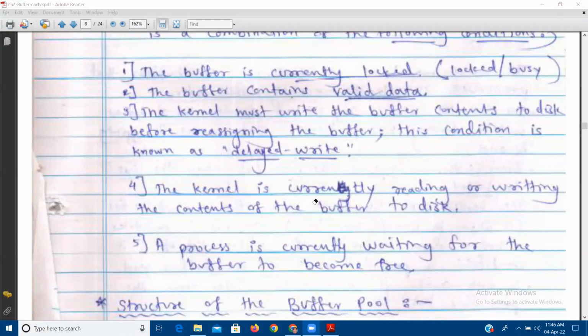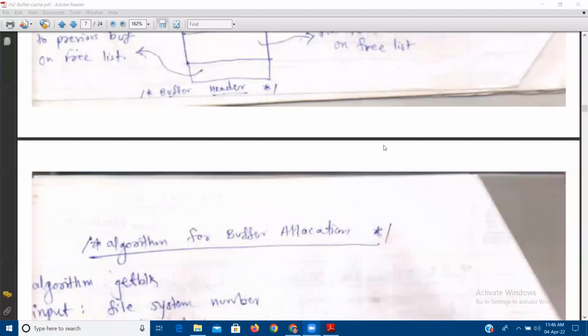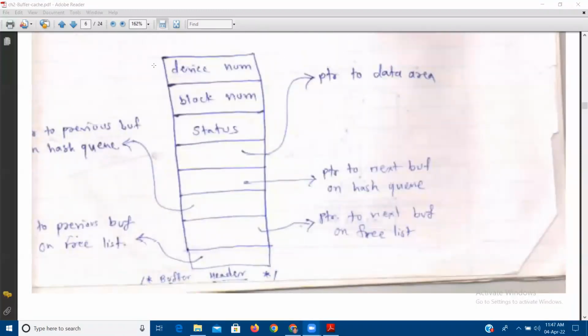Yes, ma'am. Okay. So now we'll proceed further. Actually we were talking about this diagram. Here we discussed the device number, the block number, and the status. Now remaining are the pointers. This pointer is nothing but the pointer to data area. What is this? This is the header. From this header, the pointer is showing me the address of the actual data area.